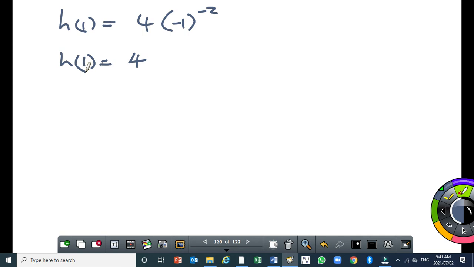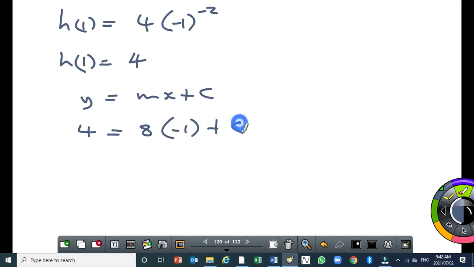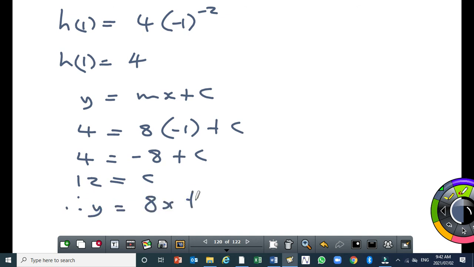Okay? So y equal to mx plus c. My y is 4. I got it there. My m is 8. Am I right? Yes. Then the x, we got it as negative 1. So you get 4 equal to minus 8 plus c. Then you get 12 equal to c. Therefore, the equation of the tangent is going to be y equal to 8x plus 12. So that's right.